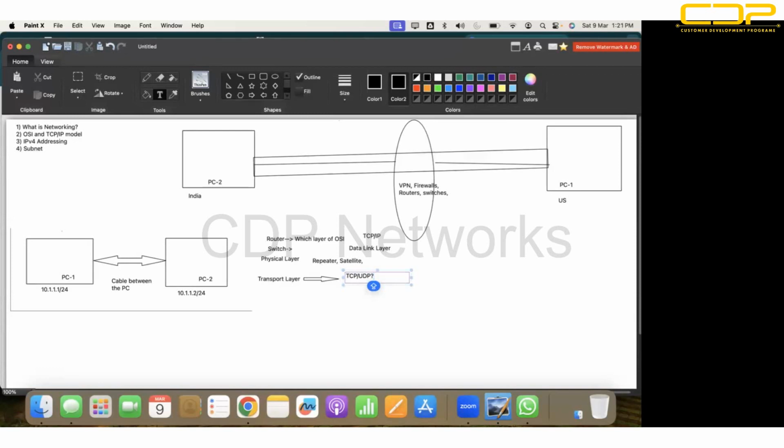Is TCP connection oriented or connectionless? TCP is connection oriented. Why? Because in TCP we use the physical way of communication, like optical cables and normal cables. And what about UDP? Why is it connectionless? We can use Wi-Fi or any other means for transmitting the data to the other device.